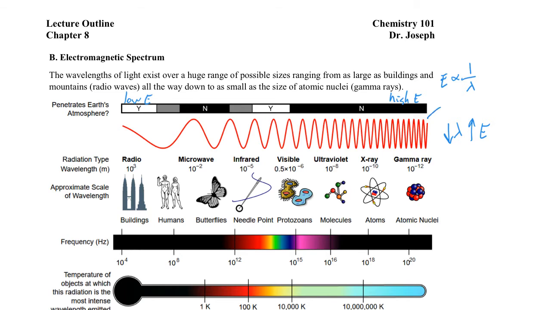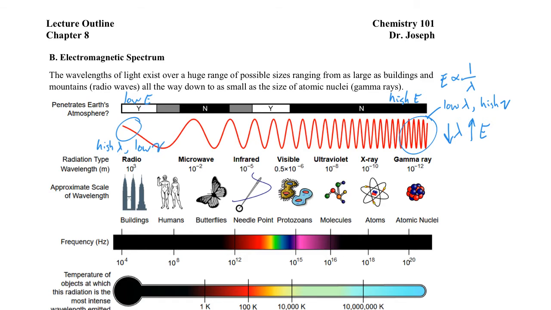Down here is low wavelength, but it is a high frequency. Okay, down in this region. But if we go up here, we have a high wavelength, but a low frequency.